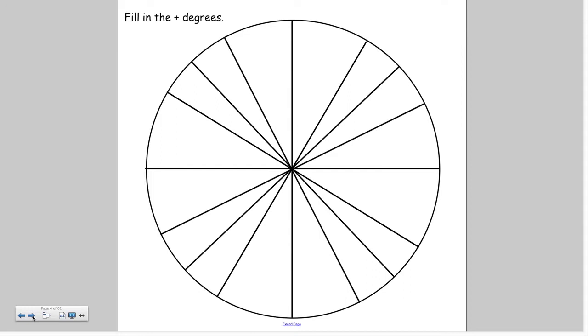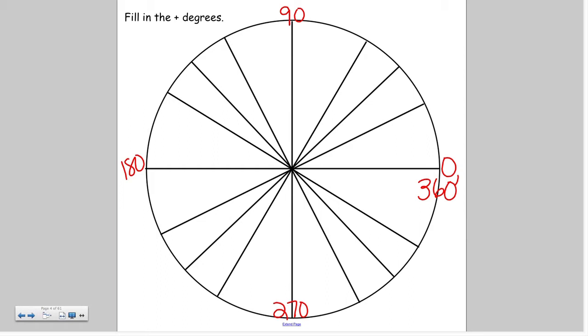Alright, so here you've got the unit circle, which I believe you've seen before. So if we're filling in the positive degrees, 0 is always there, because that's the equivalent of the x-axis. Then I'm going to go up. Halfway would be 90. Then I've got 180, 270, and when I get back, I'm at 360.